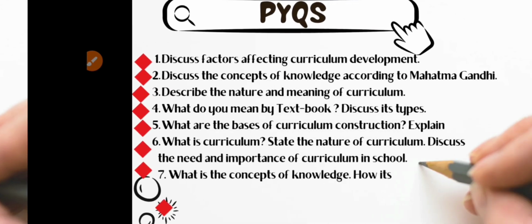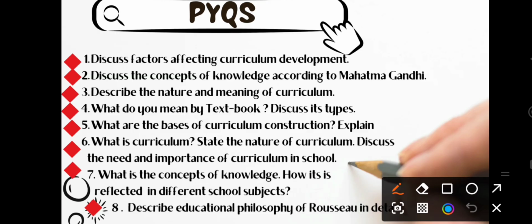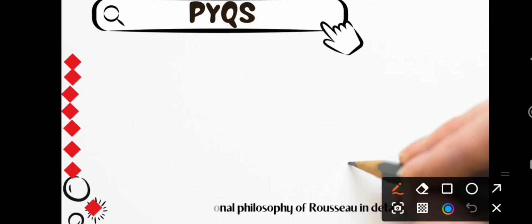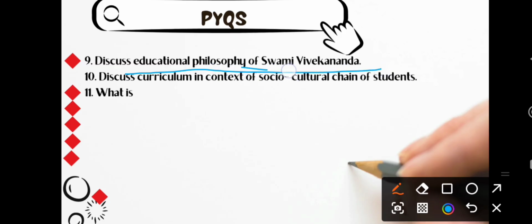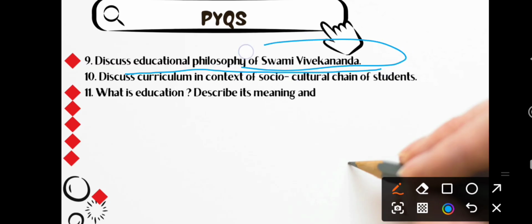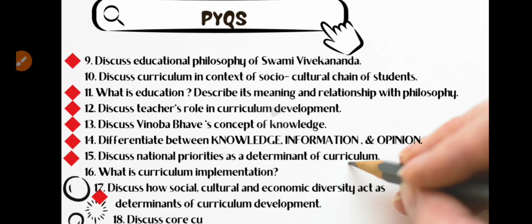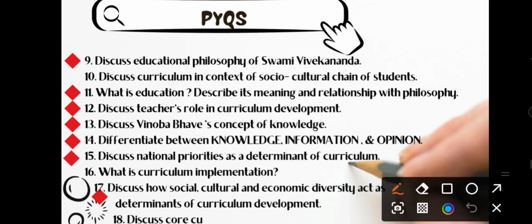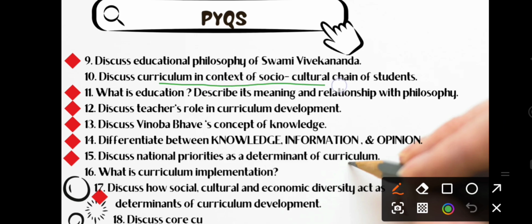Okay. Moving toward the next slide, question number 9 is discuss the educational philosophy of Swami Vivekanand. So it is an important question in terms of this paper. Among Indian philosophers, we are recommended to learn about Swami Vivekanand, Gandhiji, Tagoreji, Aurobindo Ghosh, Vinoba Bhave. So here the question comes in regards to Swami Vivekanand. Okay. Moving toward the next question, question number 10, discuss curriculum in the context of the socio-cultural background of students.